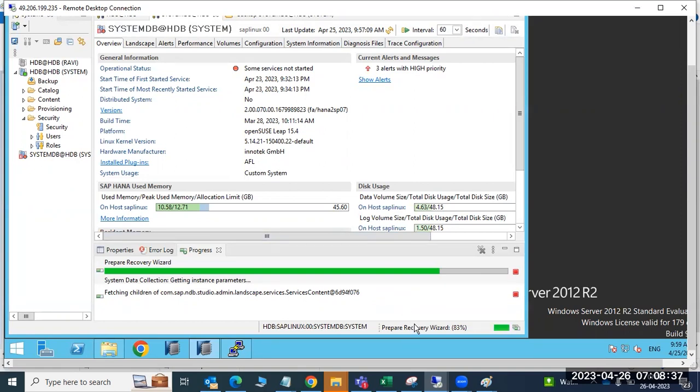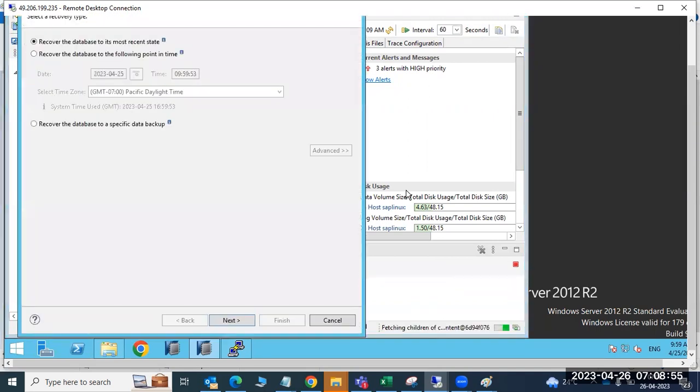The recovery wizard is preparing now. So automatically one wizard will come when you are initiating the recovery. Just like backup has three types, when you are doing the recovery we also have three types.